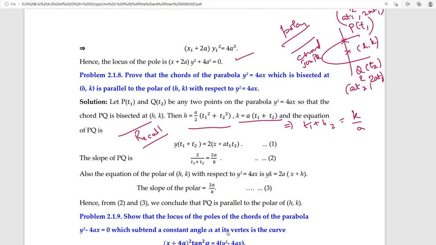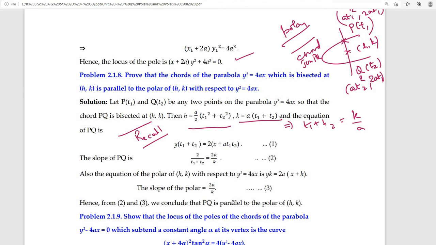So these two are parallel means we have to find out the slope of the polar and also the slope of the chord. Already we have written the slope of the chord, which is 2a by k. Now the polar at (h, k) is given by k y is equal to 2a into (x plus h), and from this we get the slope to be 2a by k. Already we had the slope of PQ to be 2a by k, and now the slope of the polar is also 2a by k.